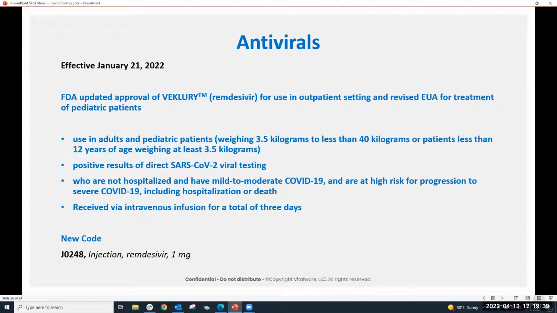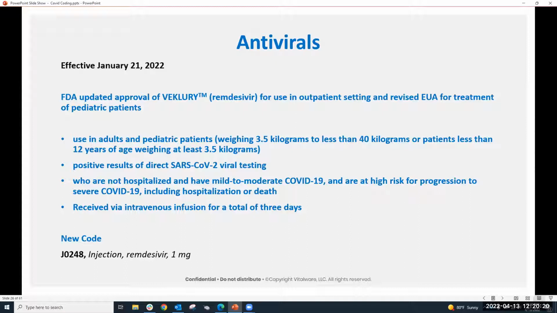All right, January 21st, the FDA approved the use of Veklury, which is remdesivir, for use in the outpatient setting. And they also revised the EUA for treatment of pediatric patients. And they have defined pediatric patients here as patients weighing 3.5 kilograms, which is 7.7 pounds, to less than 40 kilograms, which is 88 pounds, or patients less than 12 years of age weighing at least 3.5 kilograms, which is 7.7 pounds.